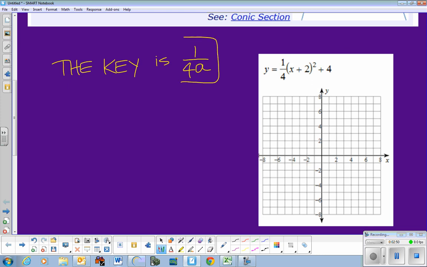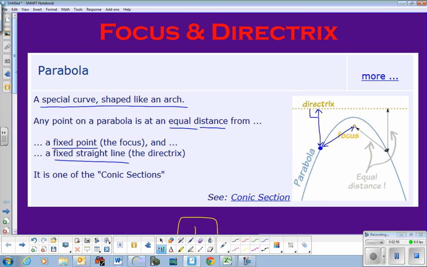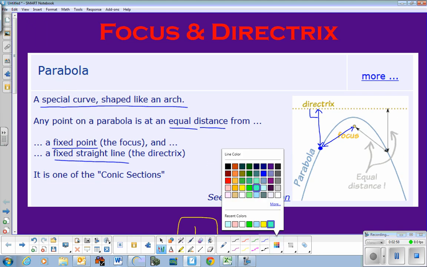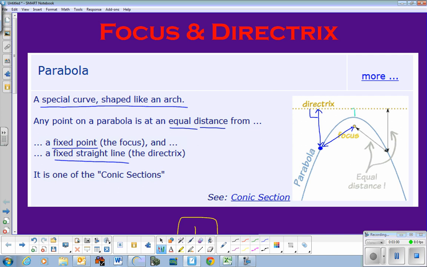Remember 1 over 4a. Really, if you're trying to find the location of those things, you're trying to find a distance. You're trying to find the distance from here to here, which is the same as the distance from here to here, because that vertex is just one of the infinitely many points that's the same distance from the directrix and the focus. So if we find that distance, and we already know how to find a vertex, we just add and subtract that distance, which is 1 over 4a. We add and subtract that, and we have our directrix and our focus.